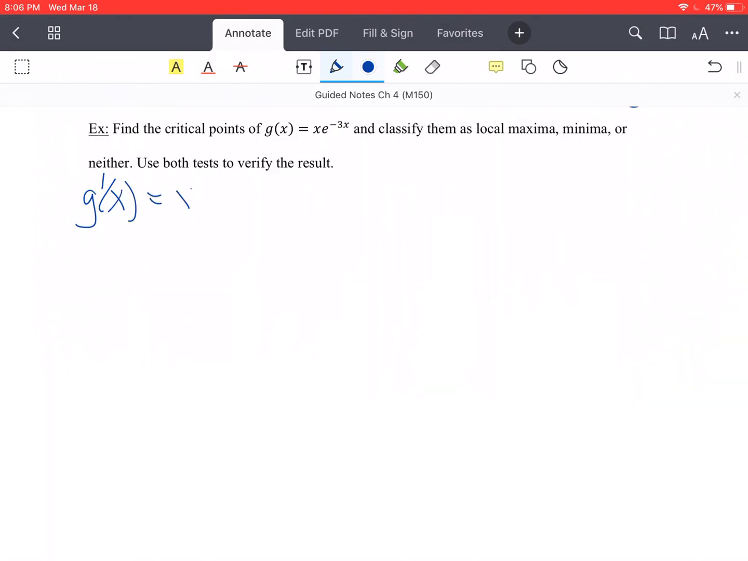That's going to be, so this requires use of the product rule. So first times derivative of the second plus second times derivative of the first. And what does that leave us with? Well, on this first one, because of the chain rule, we get e to the -3x. The derivative, again, is e to the -3x, but then times the derivative of -3x, right? So that would be times -3.